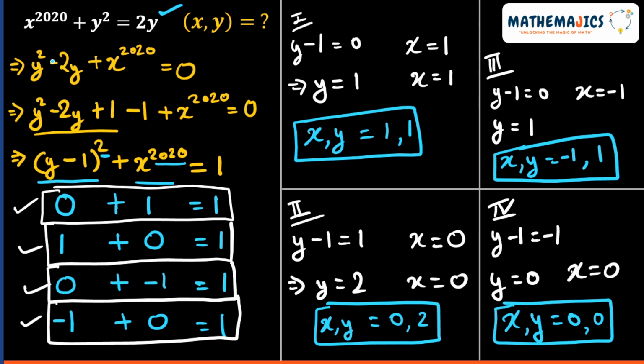I'll repeat myself quickly. To find the values of x and y using this single equation, first of all, I rewrote this equation in a different way so that I could easily find the values of x and y. When I rewrote it, I got these four possibilities: 1, 2, 3, and 4. Using these four possibilities, I found four values of x and y.